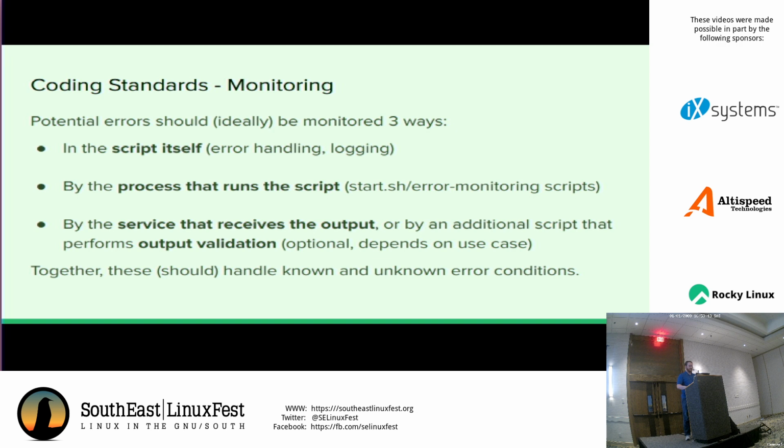So on to the third M, monitoring. I'm monitoring for errors from my automations in three different ways. In the script itself, with error handling and logging; with a process that runs the script using that standard error redirection in the start.sh file, and the monitoring scripts that collect that; and either with a service that receives the output, like Splunk, like we're sending a bunch of CSV files to Splunk in my case, or an additional output validation script, depending on the use case. From what I can tell, this combination of monitoring should, and that's the "it works on my machine" guarantee again, handle all known and unknown ways that the script could fail if it's implemented properly.